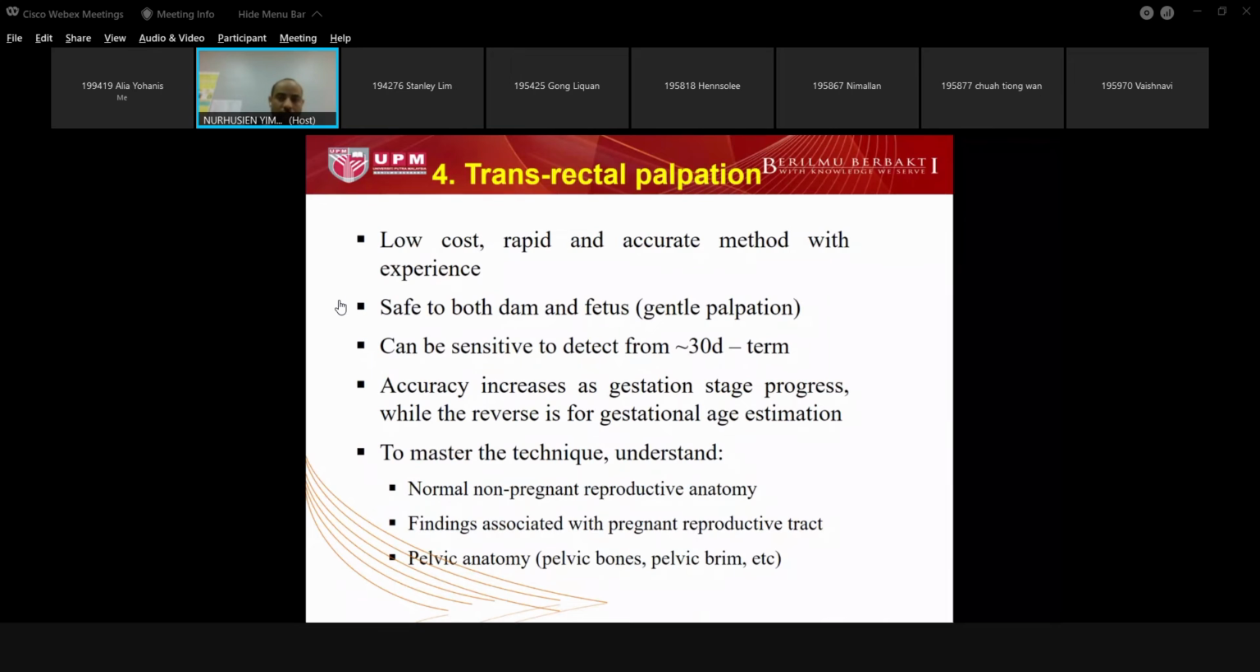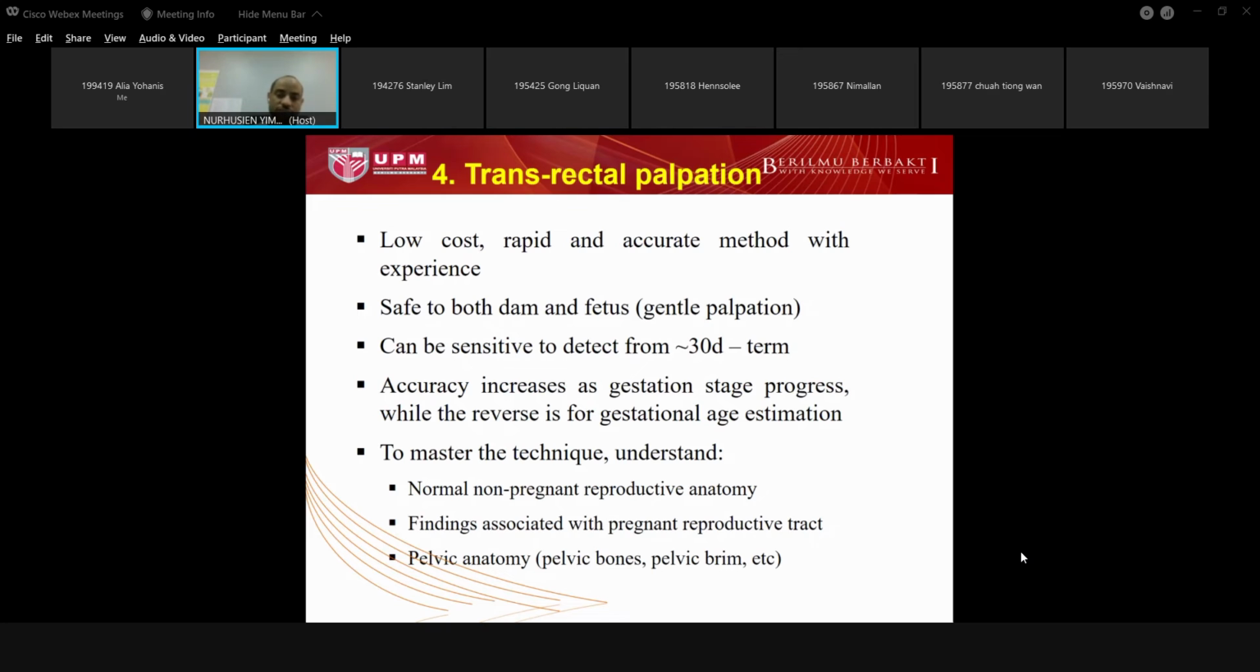The other method is transrectal palpation, all right? This is one of the most important methods that we have, and it requires training and also establishing the skill and the confidence. But with confidence and skill, you'll find this is one of the most practical methods of pregnancy diagnosis. It is a low cost, rapid and accurate method with experience. It's low cost because you just need your hand, all right? And you can do it anywhere, at any place, and at any time. So that is what makes it an economical as well as effective method of pregnancy diagnosis.